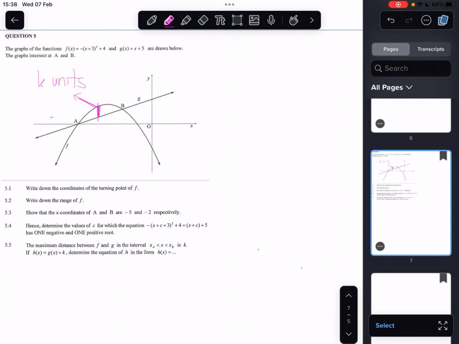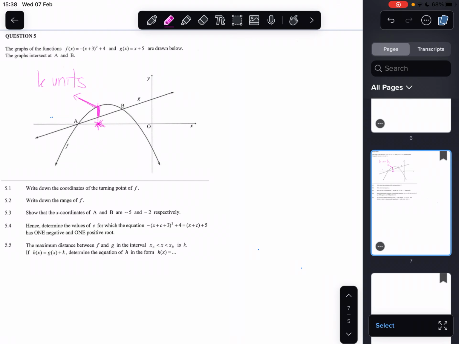So if h of x is equal to g of x plus k, so the straight line is moved up by k units, determine the equation of h in the form h of x is equal to dot dot dot. So the question is, where does the maximum distance between f and g occur? What is the x value for when that maximum distance occurs? Because then we can figure out what k is.